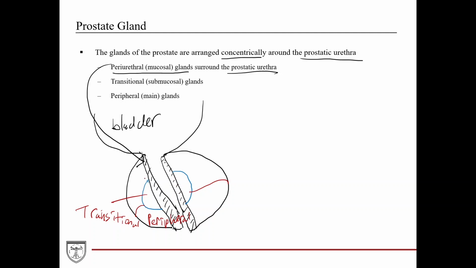Now you may be wondering, what's all of this tissue up here? There isn't much gland tissue up here in the more superior aspect of the gland. This is what's called the fibromuscular stroma, which is essentially supportive tissue, connective tissue, some muscle. And this is meant to just support the gland. It's not actually the parenchyma, the functional gland portion of the organ. So this is more supportive tissue up here. So again, to review, you have the periurethral, which surround, then you have the transitional, which are the submucosal glands, and then you have the peripheral or main glands out here on the edge.